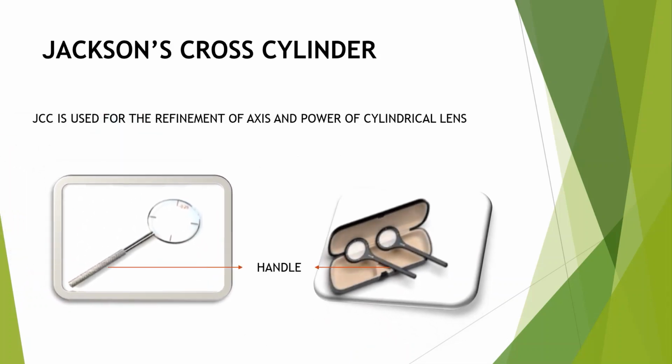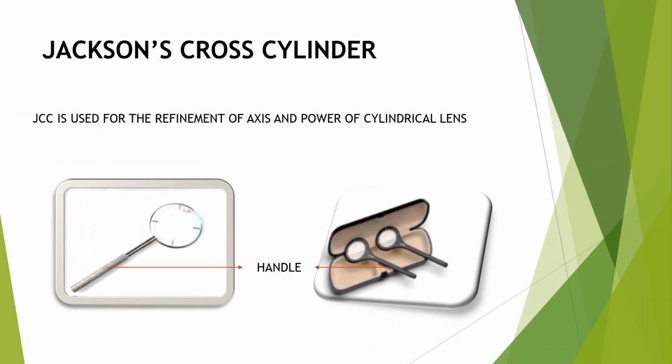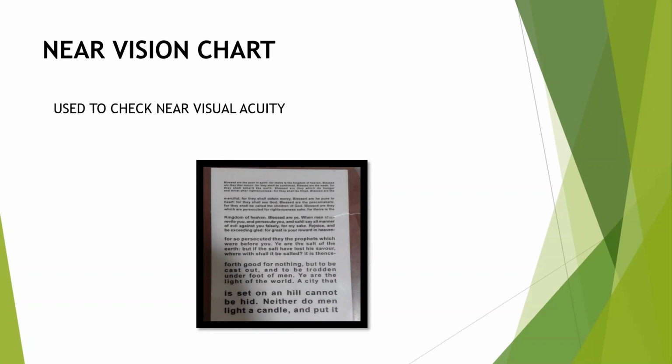Seventh accessory is Jackson cross cylinder. It is a combination of two cylinders. Their axes are at right angles to each other and mounted in a handle. The commonly used cross cylinders are of plus or minus 0.25 or plus or minus 0.50 diopters. It is used to refine the axis and power of cylinders. Last accessory is near vision chart. It is a photographic reduction of Snellen's distance chart. It is mainly used to check near visual acuity.